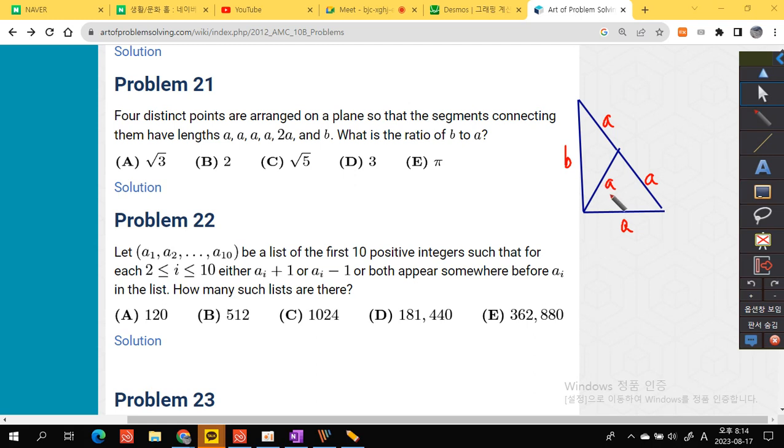So in this case, these 4 points will have this six, the segment length. Because the big triangle is a special type of triangle, B will be 3 times square root of 3 times A. So what will be the ratio B to A? B over A is equal to which number in the choices? Because B is equal to square root of 3 times A, when you cancel A, the value is square root of 3.